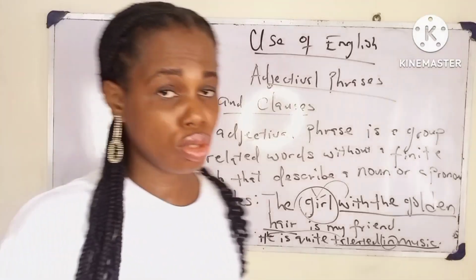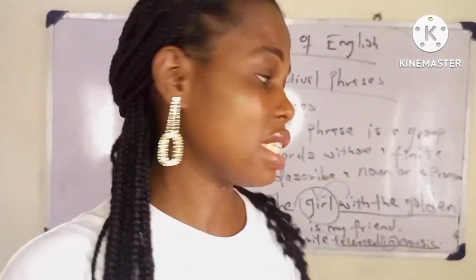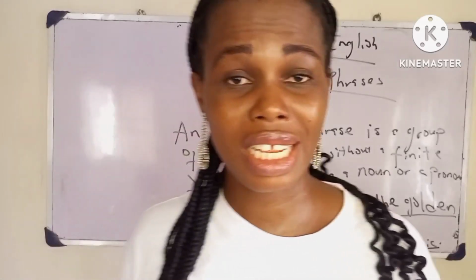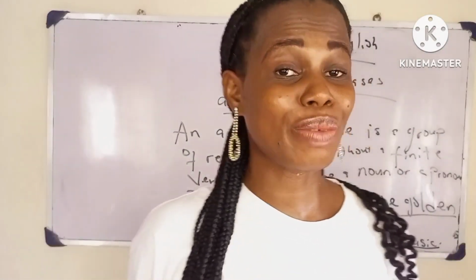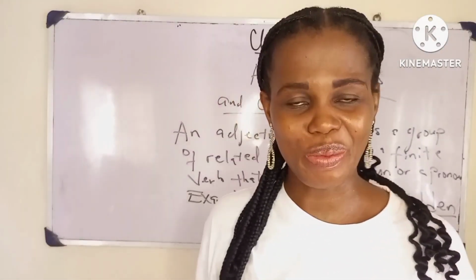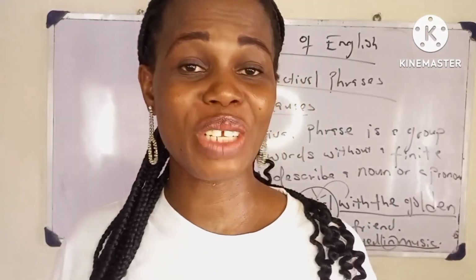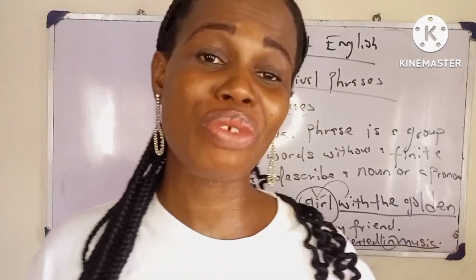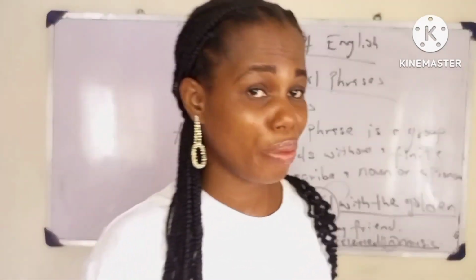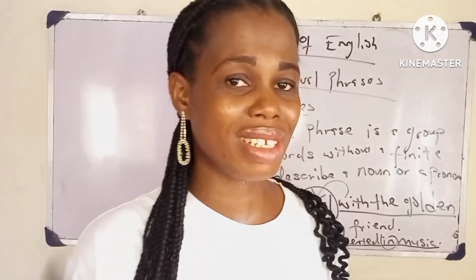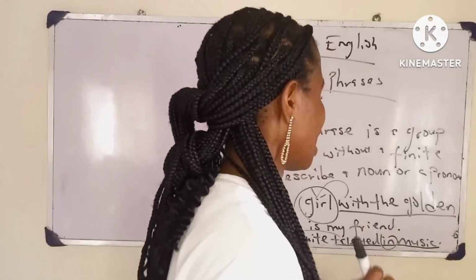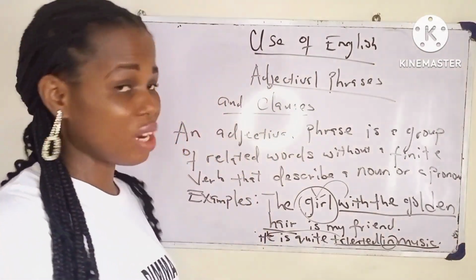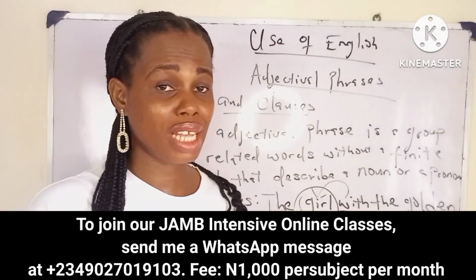Another very important thing is the strategy that will help you in identifying adjectival phrases in your exams. There are two simple strategies that will help you in identifying a group of related words as an adjectival phrase. First, it will start with a preposition. I believe you already know what a preposition is. If you don't, please read about prepositions, but that's not what we're talking about in this video.